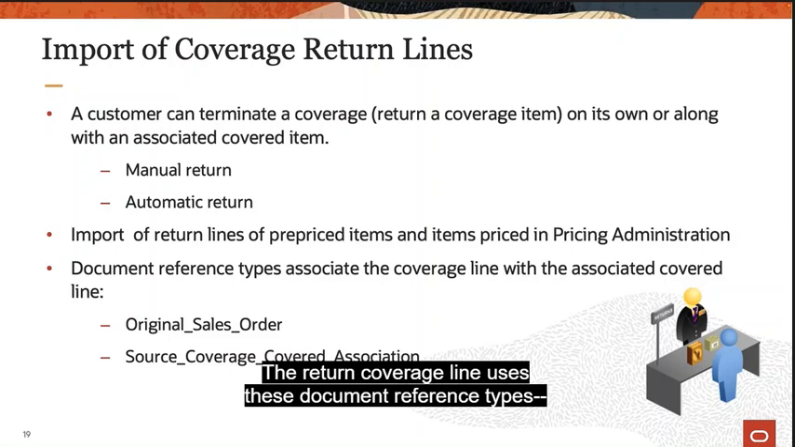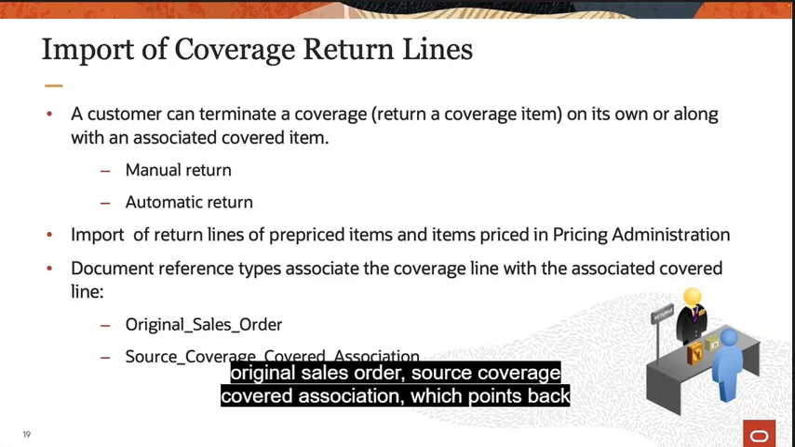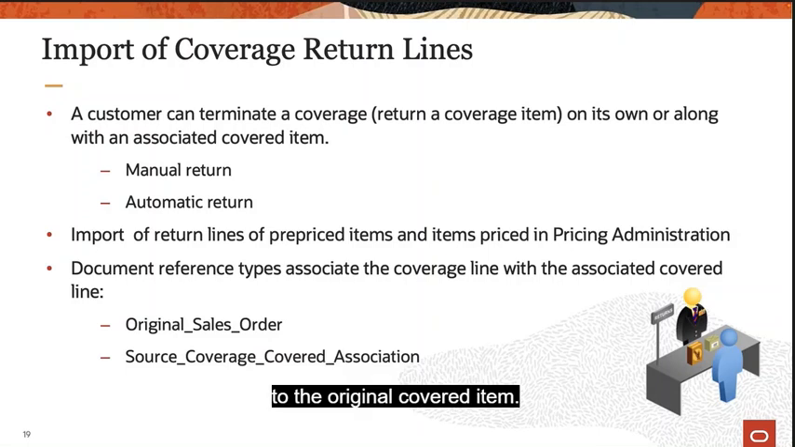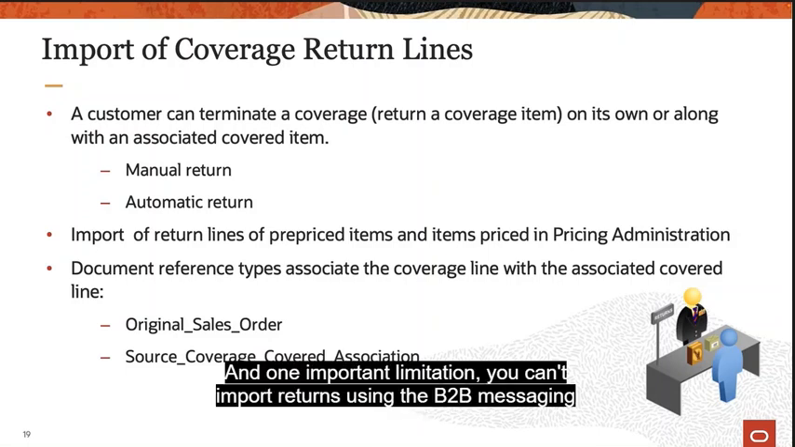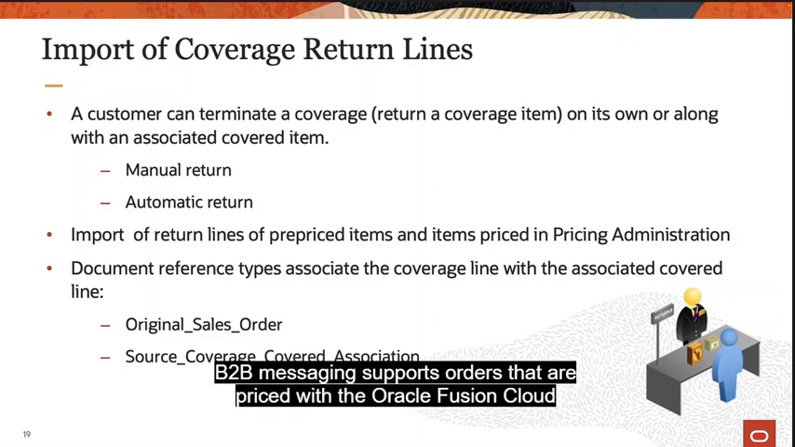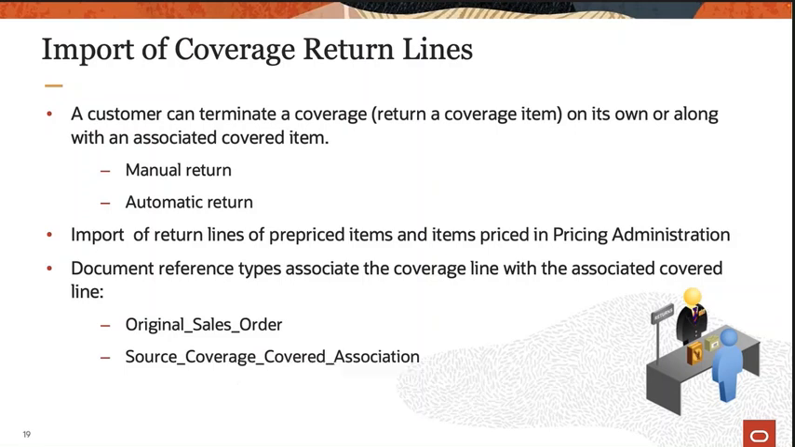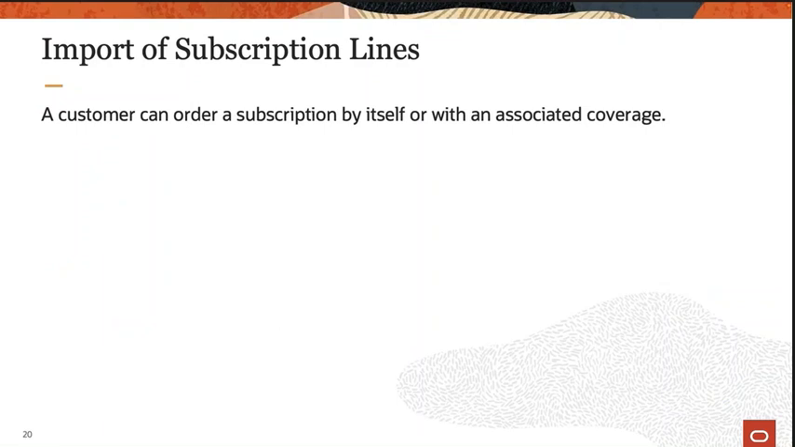The return coverage line uses these document reference types: original sales order, source coverage covered association, which points to the covered item, and one important limitation: you can't import returns using the B2B messaging framework. B2B messaging supports orders that are priced with the Oracle Fusion Cloud system.